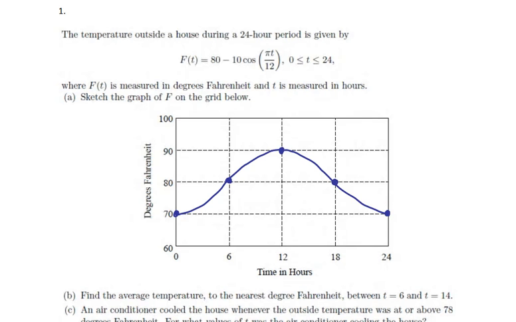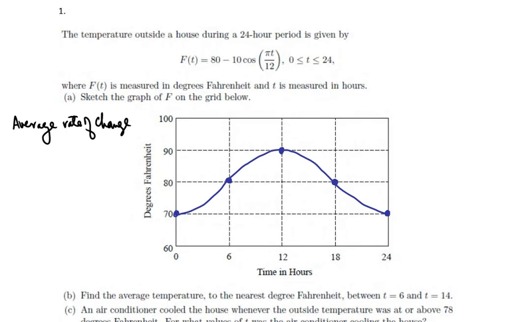Part B says find the average temperature to the nearest degree Fahrenheit between t equals 6 and t equals 14. Now there are two important concepts that we're going to work with a lot, and you need to make sure you understand the distinction between them carefully. And one of them is the average rate of change. The average rate of change is just the slope of the secant line connecting two points. But the key word in there is rate of change.